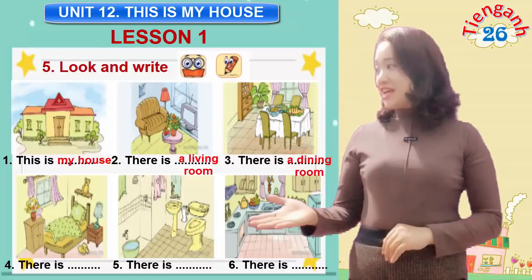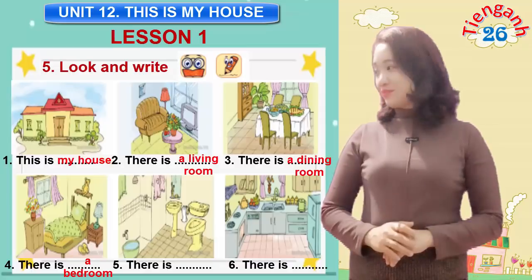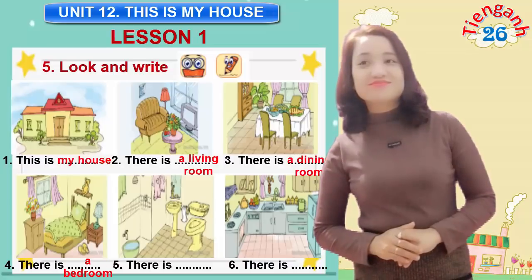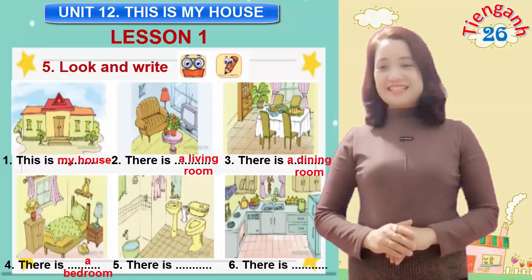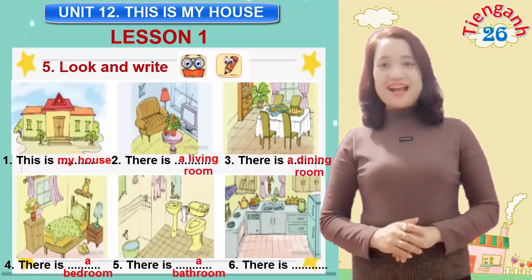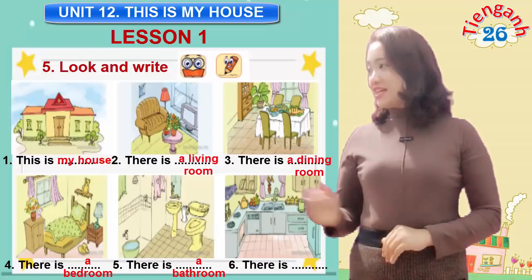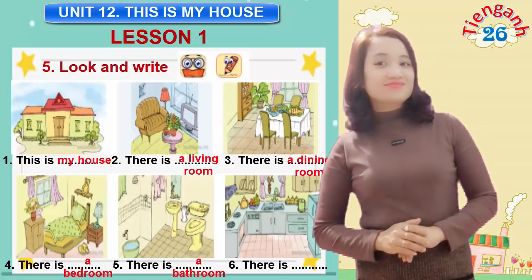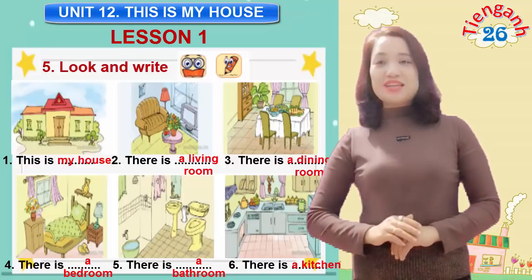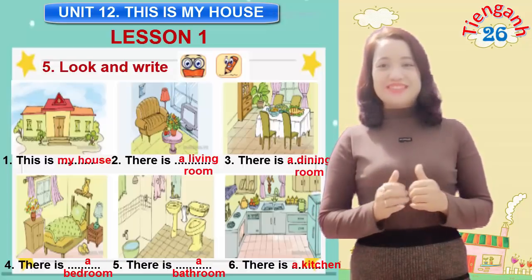Yes, there is a bedroom. Very good. 5. Yes, there is a bathroom. Well done. 6. There is... Yes, there is a kitchen. Yes, very good. You've done very well.